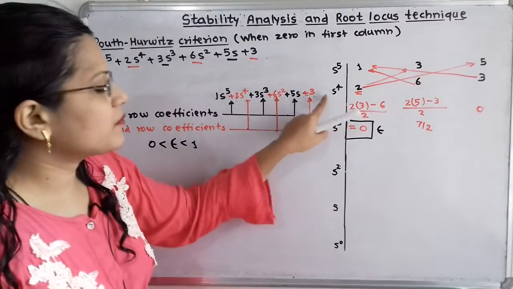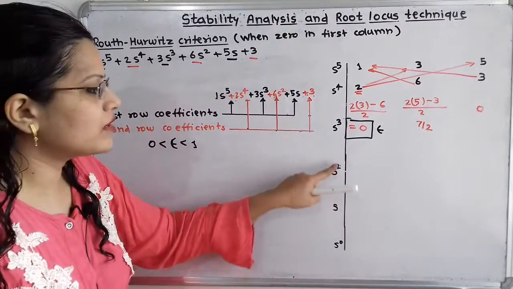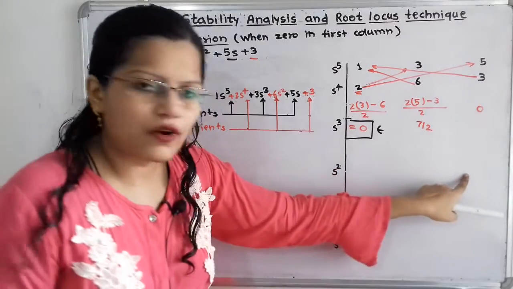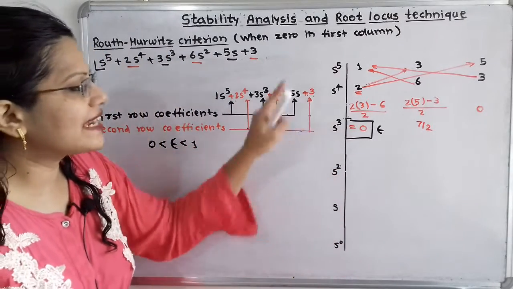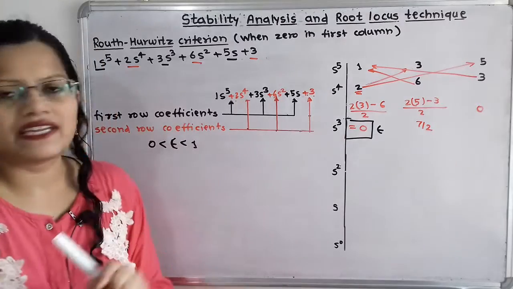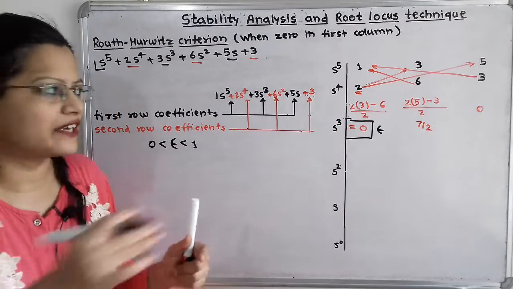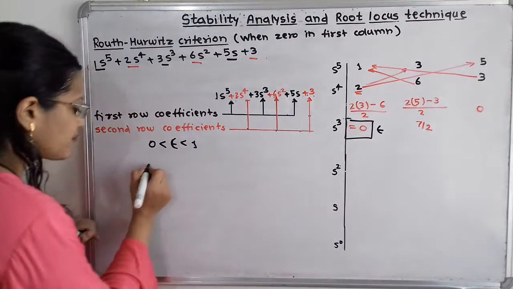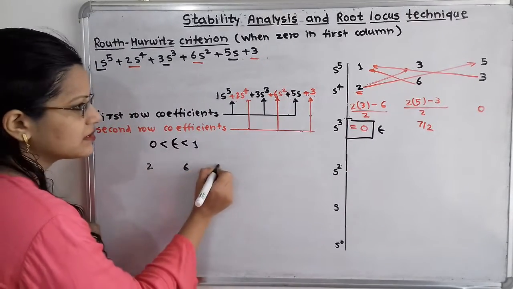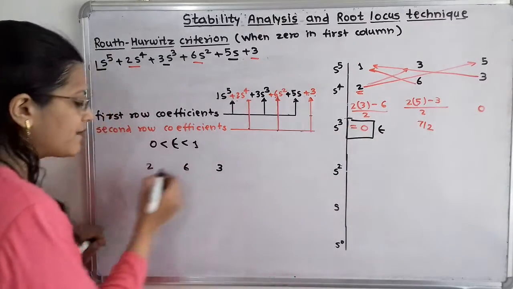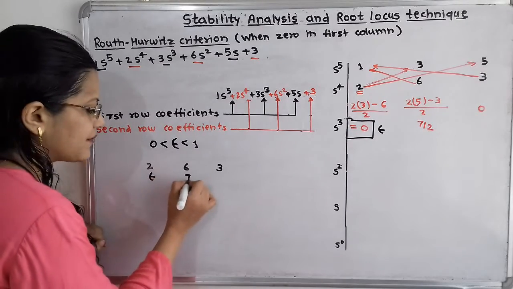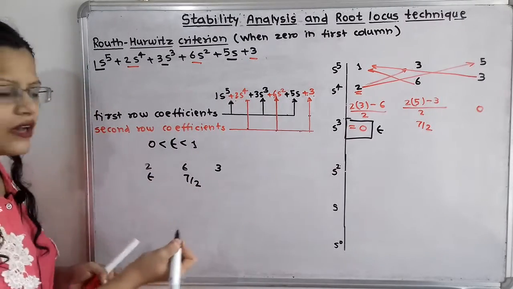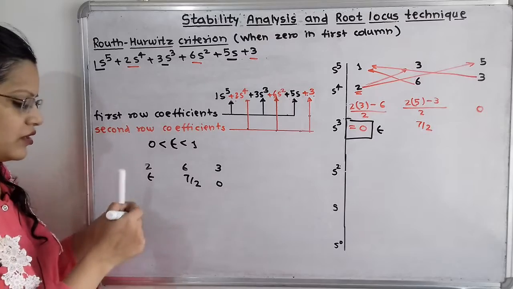So for the calculation of the s squared row, we have to select the numbers from the s raised to 4 and s raised to 3 rows. So I will rewrite this: 2, 6, 3, and here instead of 0 I will take epsilon, 7 by 2. Now here we have to take 0.